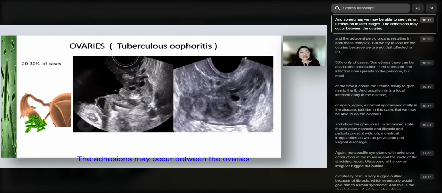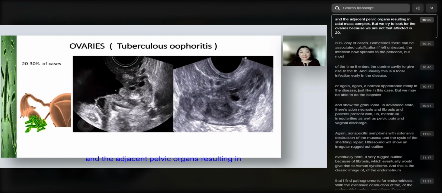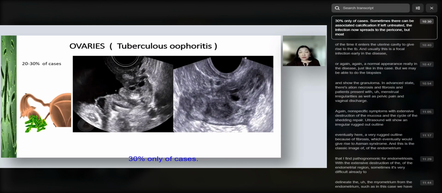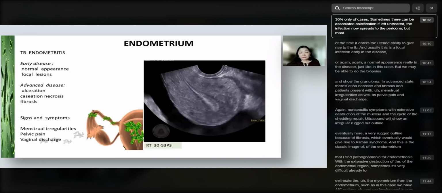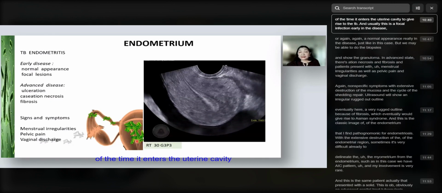In later stages, adhesions may occur between the ovaries and the adjacent pelvic organs, resulting in complex adnexal masses. But we try to look for the ovaries because they are affected in only 20 to 30% of cases. Sometimes there can be associated calcification. If left untreated, the infection now spreads to the peritoneum, but most of the time it enters the uterine cavity to give rise to TB endometritis.